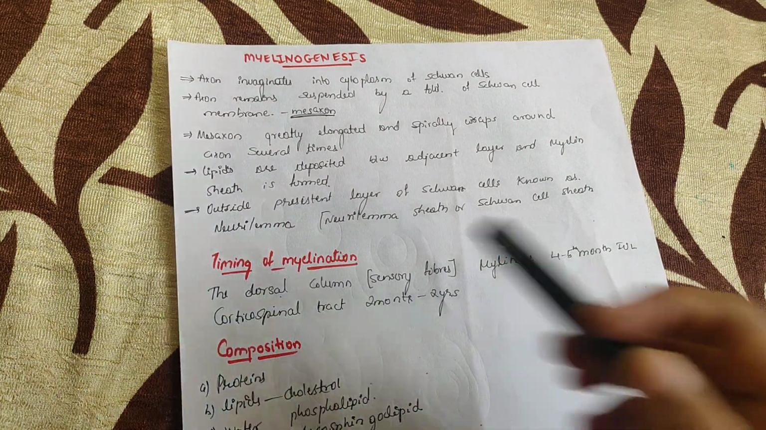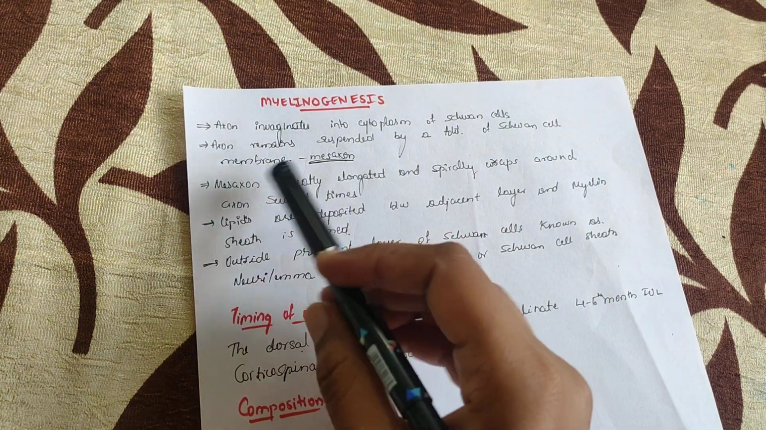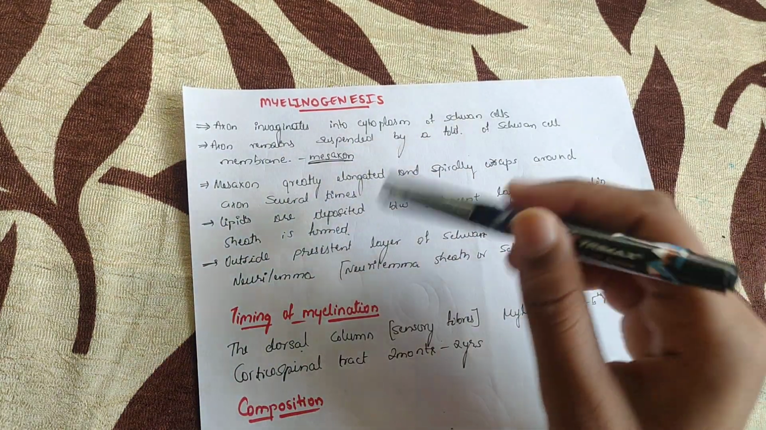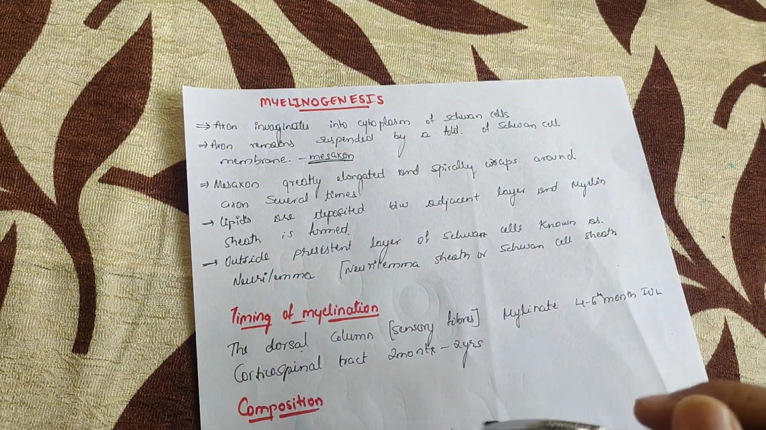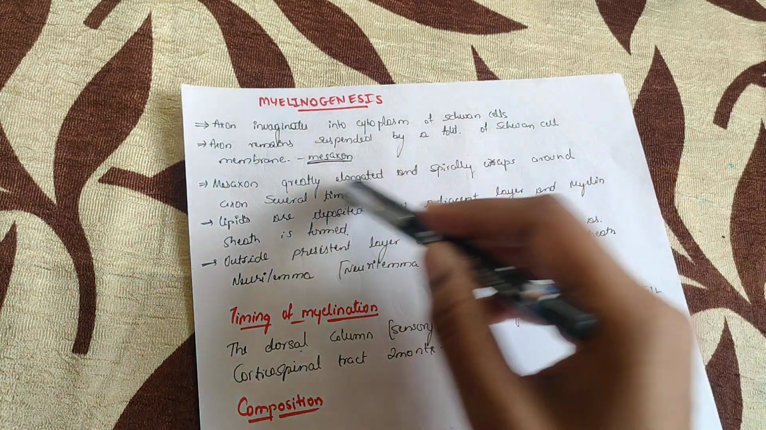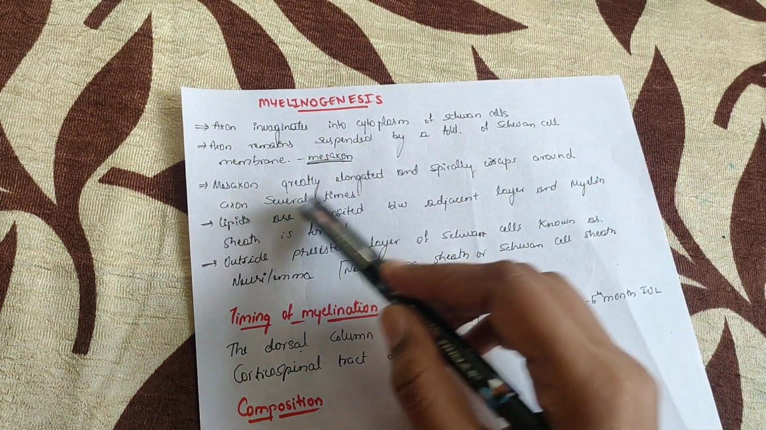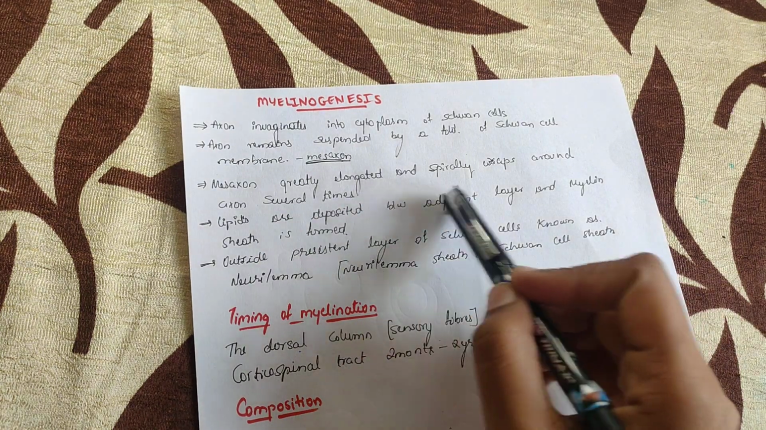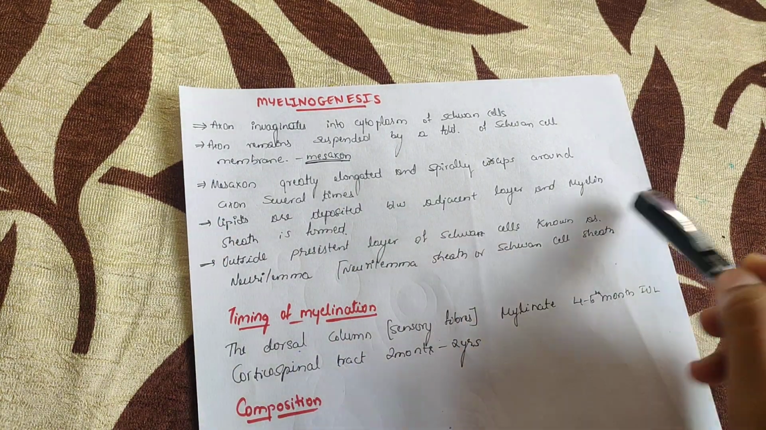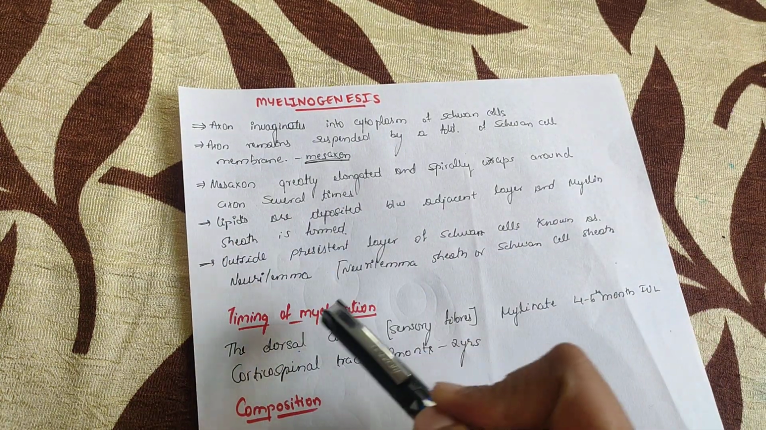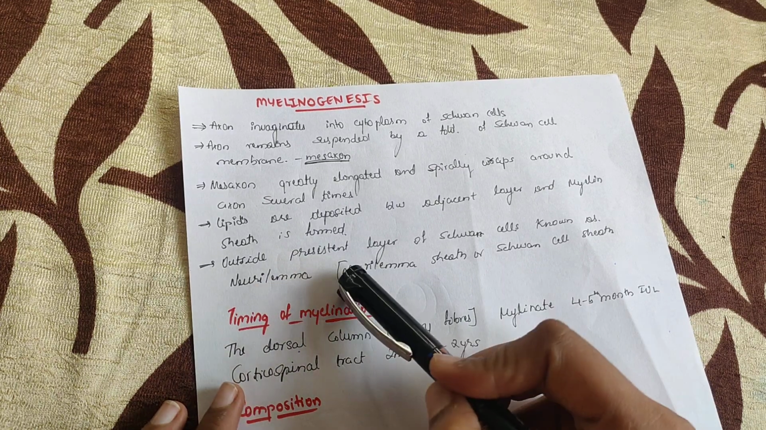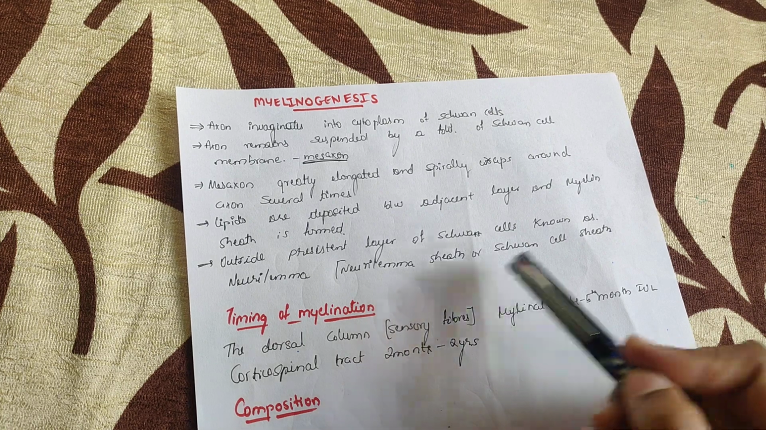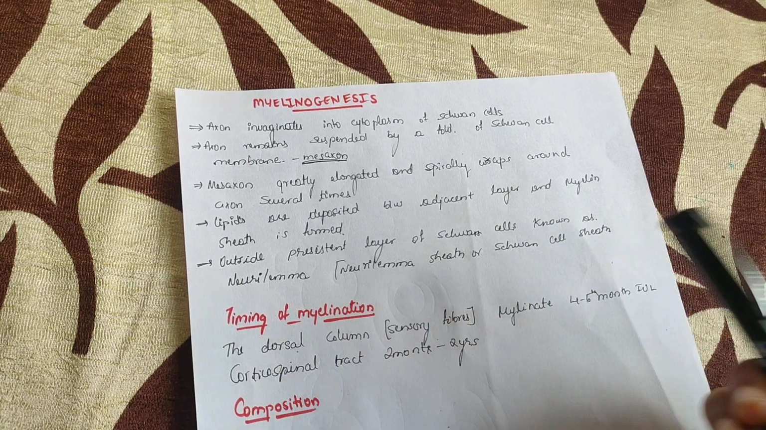This is myelinogenesis. Once again, in a descriptive way: axons invaginate the cytoplasm of the Schwann cells. Axons remain suspended by a fold of Schwann cells called the mesaxon. The mesaxon greatly elongates and spirally winds around the axon several times. Lipids are deposited in between the adjacent layers to form the myelin sheath. The outside persistent layer of Schwann cells is known as the neurolemma, or neurolemma sheath, or Schwann cell sheath.